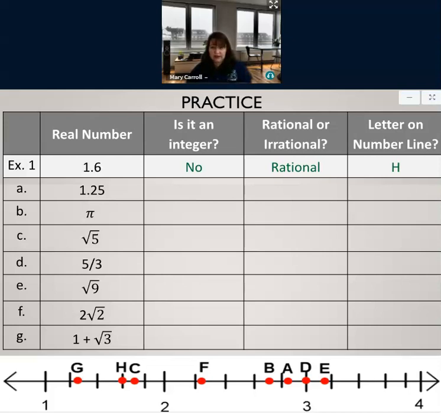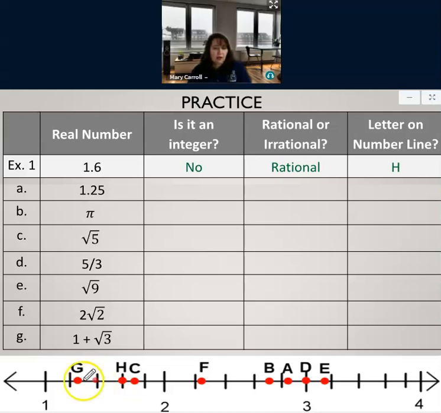And the very first one, example 1, I did give you 1.6. It's not an integer, because remember, integers are 0, 1, 2, 3, and the negatives, -1, -2, -3. It is rational, because it is a terminating decimal, okay? And if I look at it, it's about where H is. Now, I want to make sure you realize that this is 1, 2, 3, 4, and then it's 5. So it's probably just a tad bit bigger than even this one.